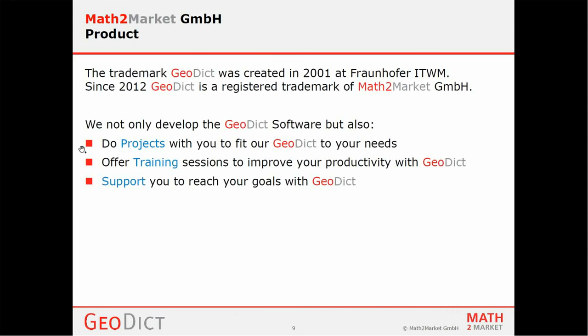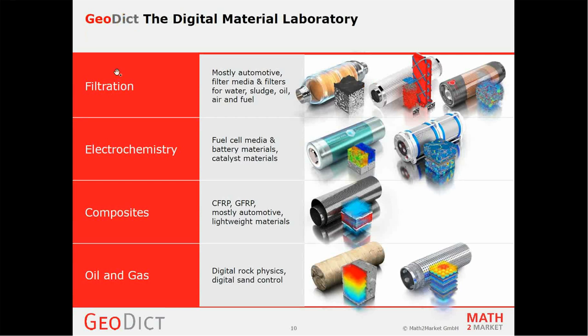So what does GeoDict do? We go into filtration, electrochemistry, composites, and oil and gas. You can analyze your structure in various ways. For filtration, you can look at fiber structures or grain structures. For electrochemistry, you can look at cathodes or electrodes. For composites, you have various multi-layer composites you can analyze, and in digital rock physics, you can look at your rocks or various others, sand control screens, for example.